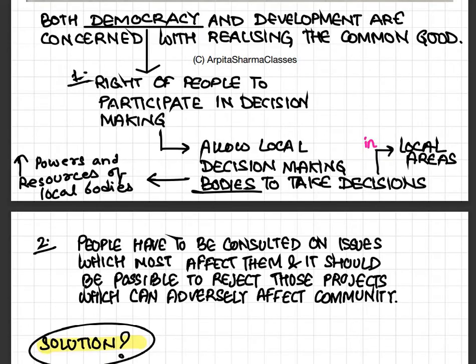And we know that in democracy, we need to involve the local level people in the decision-making process. In democracy, we follow the right of people to participate in decision making, which allows giving powers and resources to the local bodies so that they can make decisions for their local areas. People have to be consulted. The second important feature of a democracy is that people have to be consulted on serious issues which affect their community, when plans or decisions or policies are made for them.